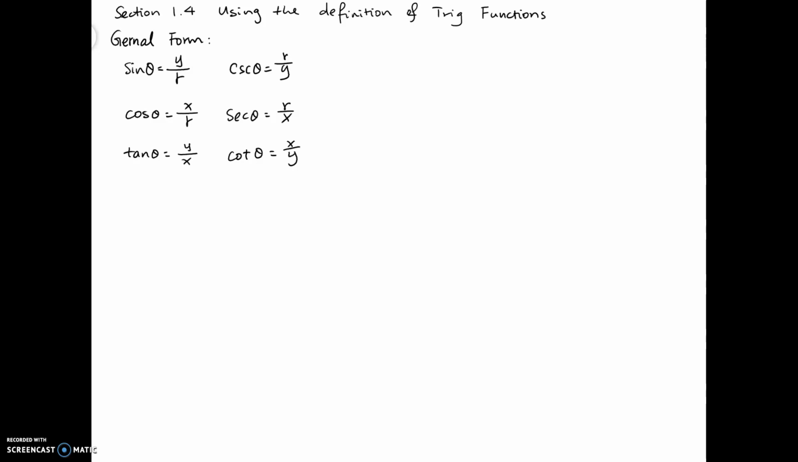So from the standard form, hopefully you can see that there is a relation between sine theta and cosecant theta. There is a relation between secant theta and cosine theta. And the same relation happens between tangent theta and cotangent theta. The relations we have are the reciprocal identities.